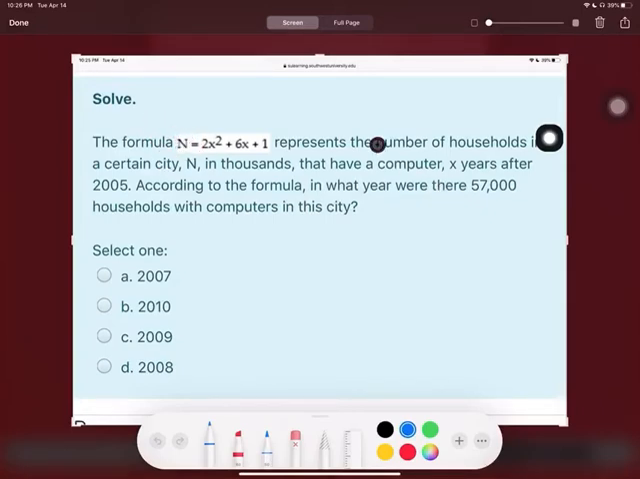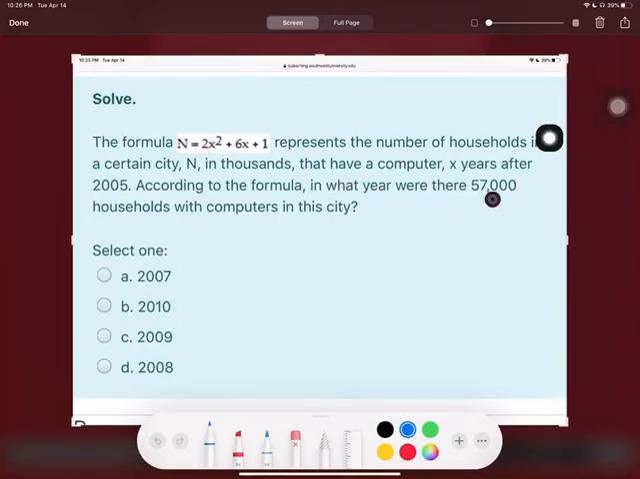Okay, so households that have a computer, x years after 2005, which means that this is not the actual year. This is not 2005 or 2006, but x years after 2005. So if I'm talking about 2006, this will be 1. That's 1 year after 2005. If I'm talking about 2010, for example, then this number is 5, which is 5 years after 2005.